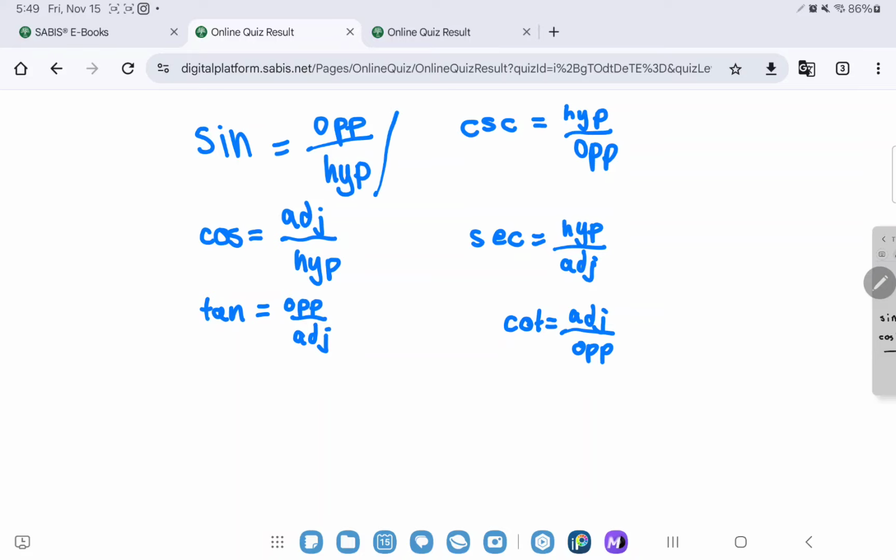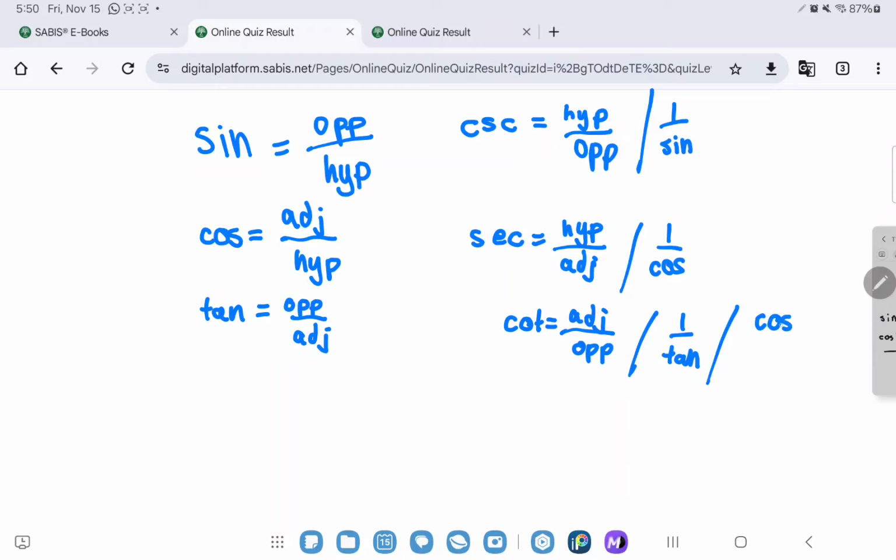And I think we're done for when it's in a triangle. When it's not in a triangle, sine is just sine. Cosecant is 1 over sine. Secant is 1 over cosine. Cotangent is either 1 over tangent, or if you don't have the tangent, it's cosine over sine.